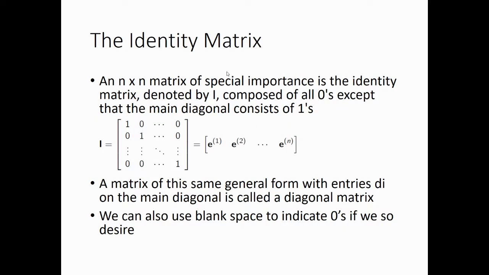An important matrix is the identity matrix, and basically this one just has ones on the diagonal. So it's composed of those individual unit vectors. A matrix of the same general form with different values on the diagonal is called a diagonal matrix. We can also use blank space to indicate zeros if we so desire. These are useful because we can save space in representing them in the computer. Rather than a two-dimensional array with n squared entries, we just need a one-dimensional array with n entries in order to represent these, even though they're two-dimensional structures.